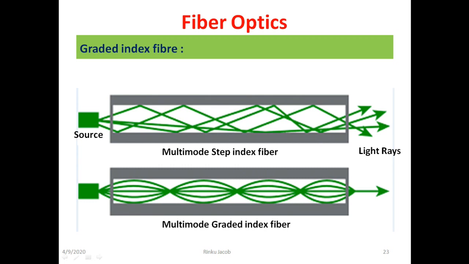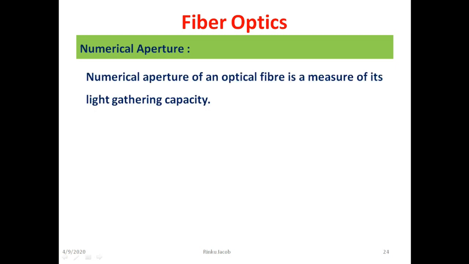For a comparison, let us take a look at the figure shown here. In the top figure, we see the path of light traveling through a multimode step index fiber, and the bottom figure shows the path of light in a multimode graded index fiber. Now we move on to the next topic, that is numerical aperture.